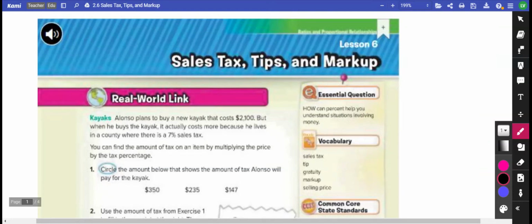Chapter 2, Lesson 6: Sales Tax, Tips, and Markup. Essential question: how can percent help you understand situations involving money? Vocabulary: sales tax, tip, gratuity, markup, selling price. Our real world link: kayaks.